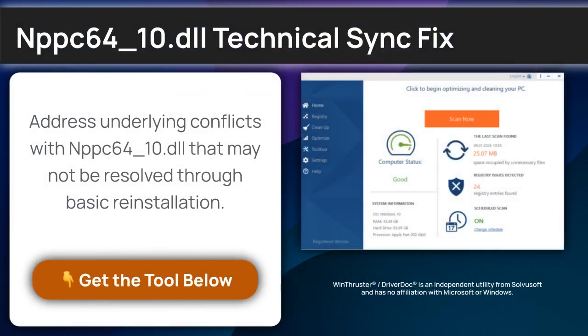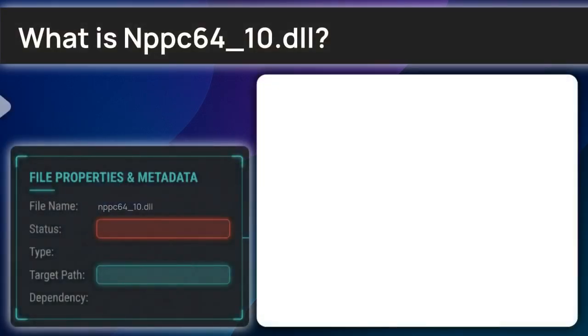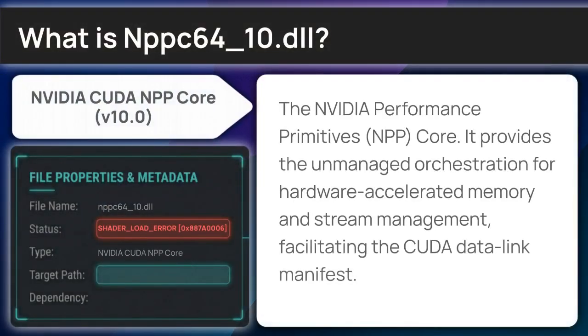This is the NPPC64, the NVIDIA Performance Primitives NPP Core. It provides the unmanaged orchestration for hardware-accelerated memory and stream management, facilitating the CUDA data link manifest.